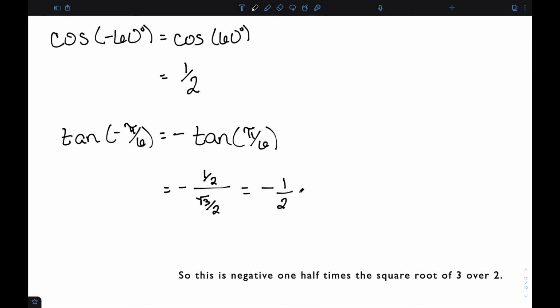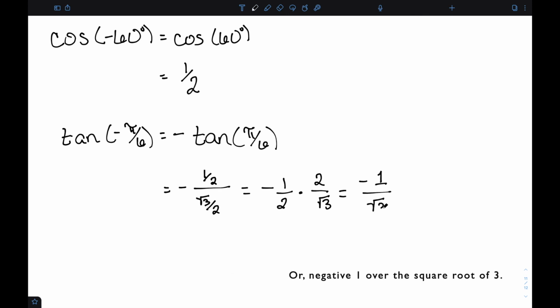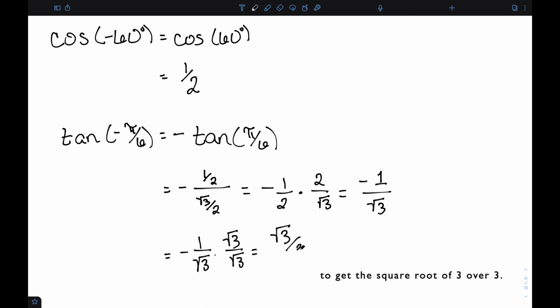So this is negative 1/2 times 2 over the square root of 3, or negative 1 over the square root of 3. We can rationalize this denominator to get negative square root of 3 over 3.